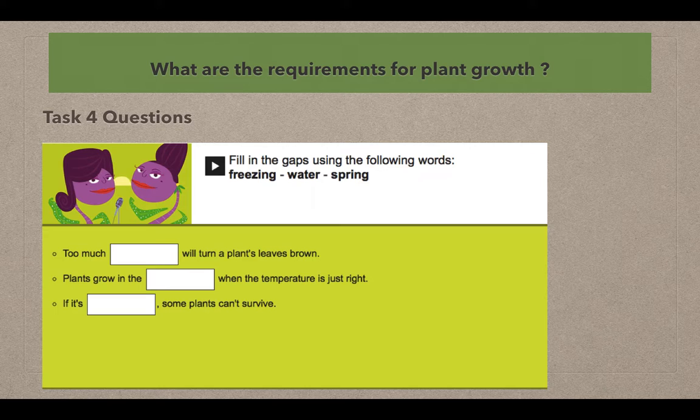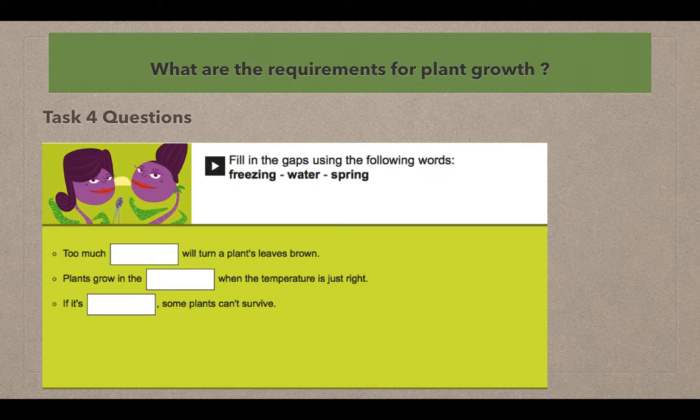Moving on. Task 4, questions. After watching the video and listening, fill in the gaps using the following words. So we've got freezing, water and spring. Select the best word for each gap.